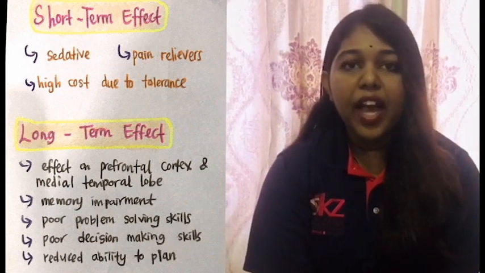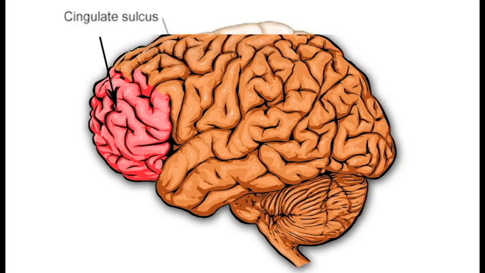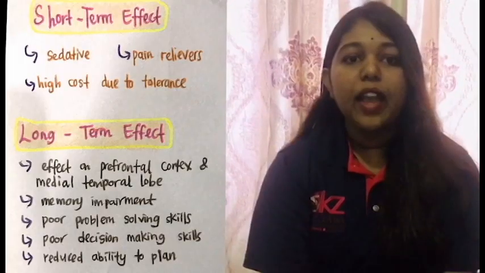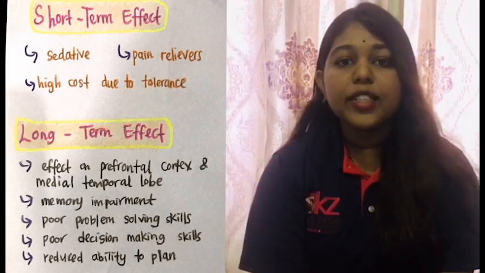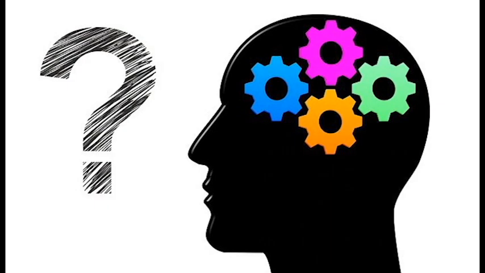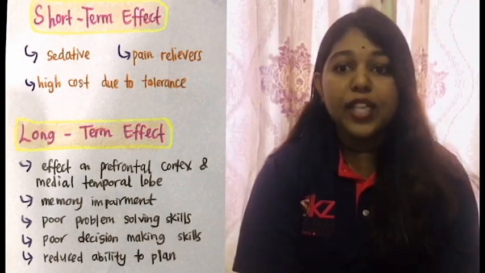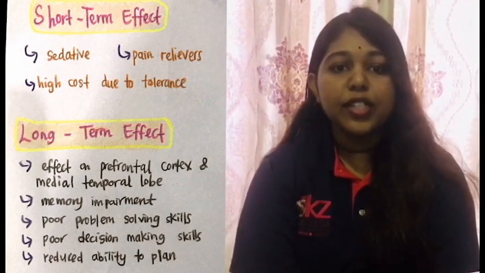The long-term effect is that it causes changes to the prefrontal cortex and medial temporal lobe of the brain. Those areas control and regulate long-term memory, decision-making, thought processes, and social behavior. Brain alteration from long-term opiate use can cause several behavioral changes like memory impairment, poor problem-solving skill, decreased ability to plan, and reduced decision-making skill.